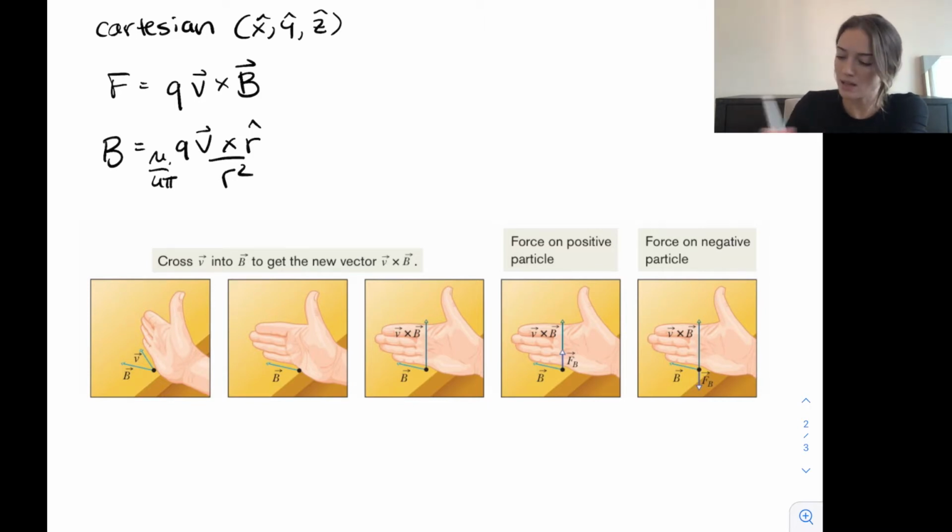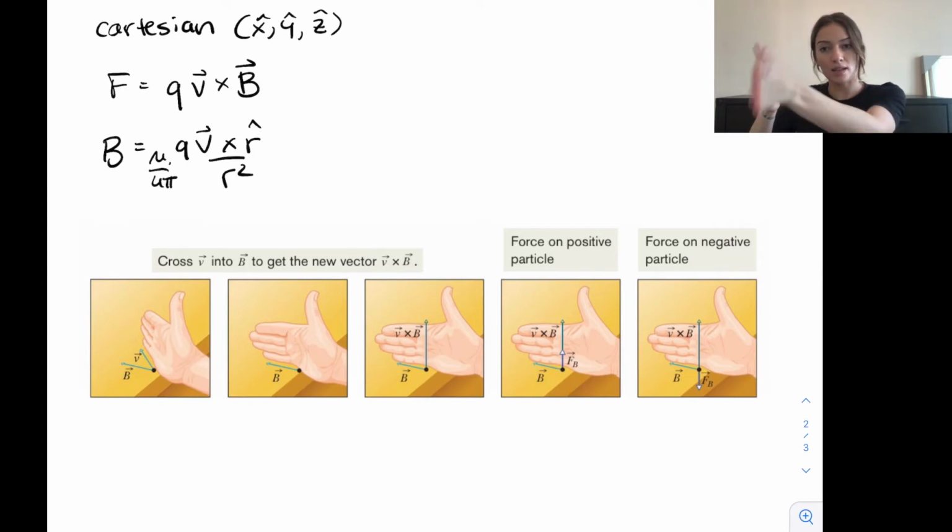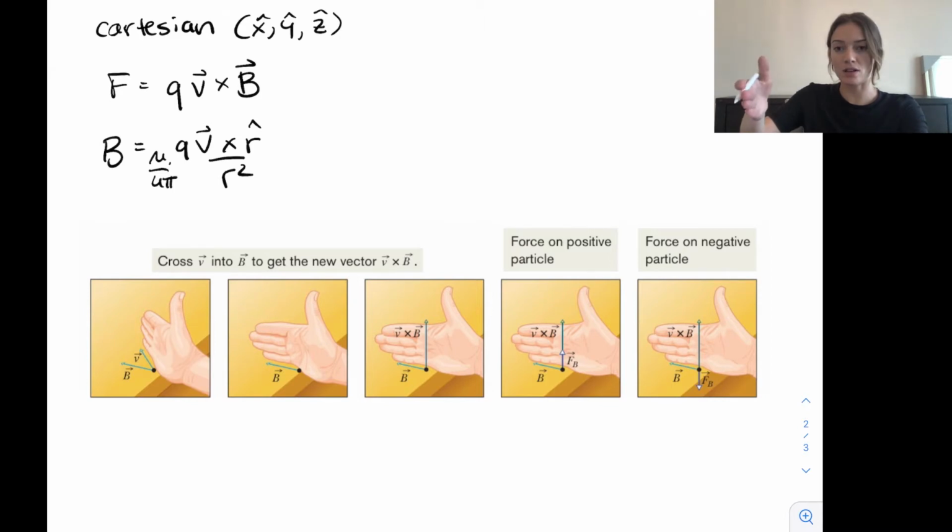And so for this, what you want to do is put your hand in the direction of the first vector. So remember, always use your right hand. So you put your hand in the direction of the first vector. So let's say my first vector, my velocity, is going into my page here. So I put my hand in the direction of the first vector.